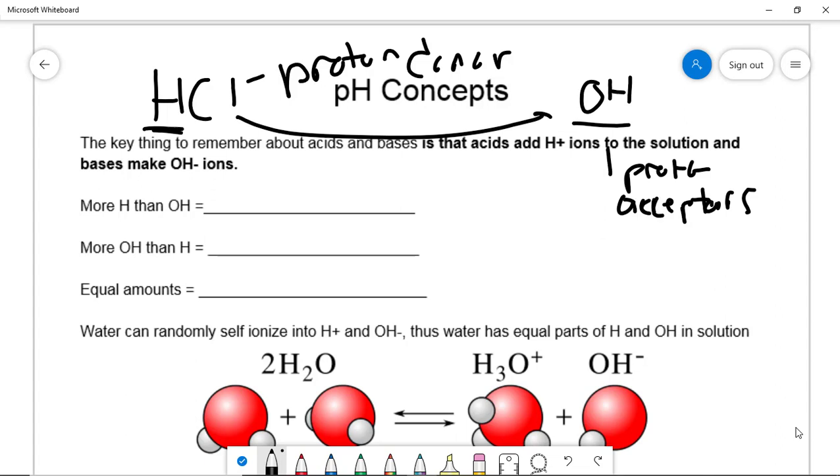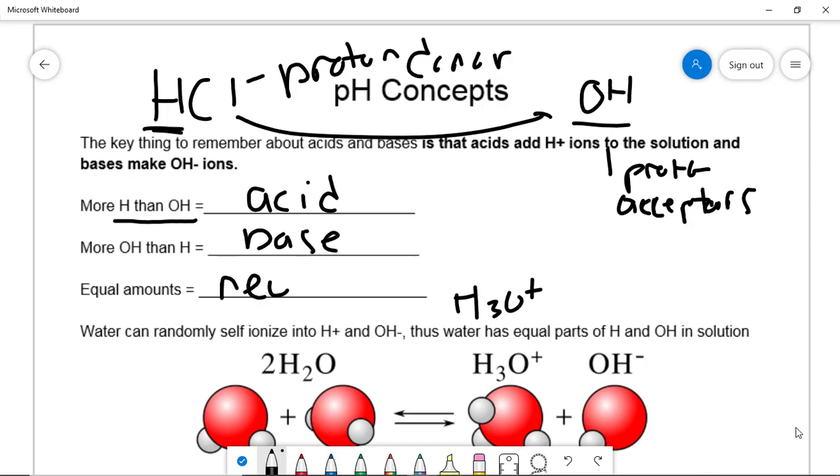So we need to think about these things in solution. If we have more H than OH, remember when we talk about H, it means kind of the same thing as hydronium, H3O+. I'll refer to it both ways in this video. If we have more H than OH, that tells you that this is an acid. More OH tells you it is a base. And if we have equal amounts, it is neutral, right? Neutral being something like water, H2O.